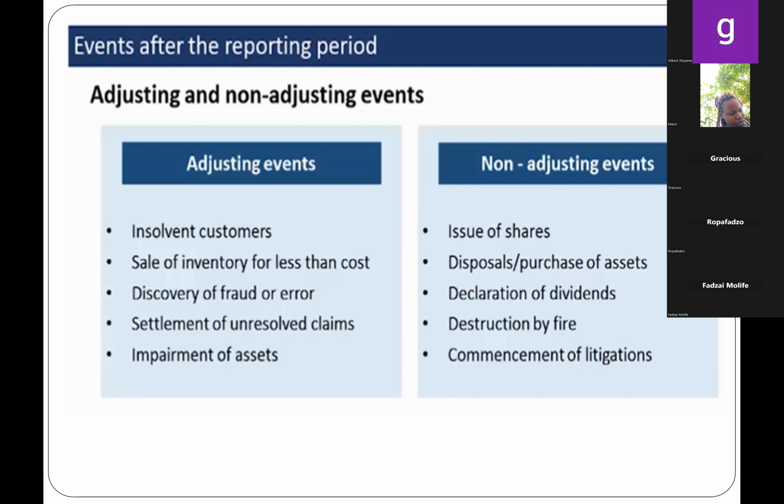So the list is endless. These are just examples of what you would ordinarily find in a question, or maybe even in real life scenarios. These are the most common kinds of adjusting and non-adjusting events that you need to look out for.